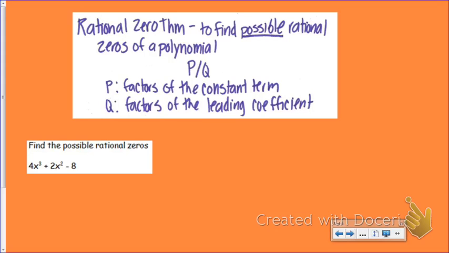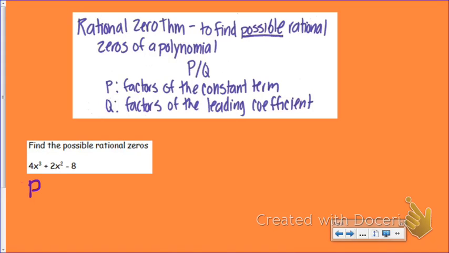So if you remember, the constant term is the number without any variables. So usually it's the last number in our equation. Then Q is the factors of the leading coefficient, which is usually the one that's written first, but it's the coefficient of the highest degree term. So in order to find the rational zeros here, I'm going to find P.